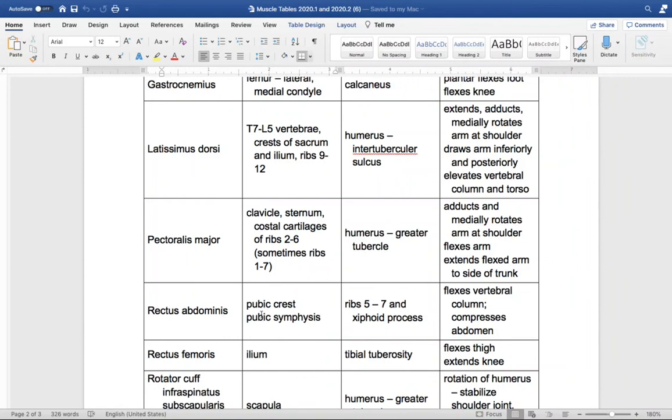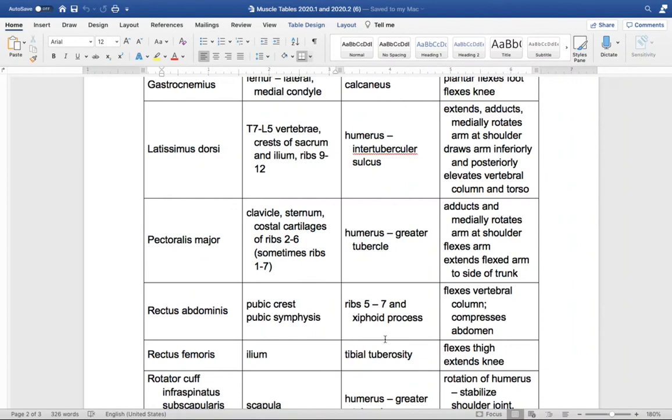The rectus abdominis originates at the pubic symphysis and the pubic crest. Now, we have not heard of the pubic crest before, but it's found right next to the pubic symphysis. Specifically, the pubic crest is found on the pubis bones. Now, based on where this muscle is found, we know that it's found on the abdominal region. It's going to course all the way up to ribs 5 through 7 and also attach at the xiphoid process as well.